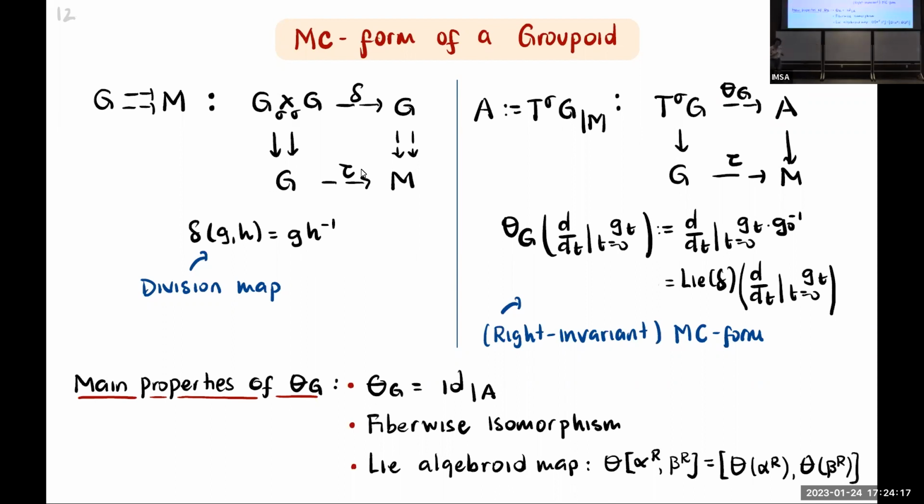Saying that, it follows directly also that the Maurer-Cartan form is a Lie algebroid map, so it respects the Lie bracket. The unit is the identity when we restrict to the algebroid. This is the second condition, and the third condition is that it's a fiber-wise isomorphism. These are the main properties of the Maurer-Cartan form.